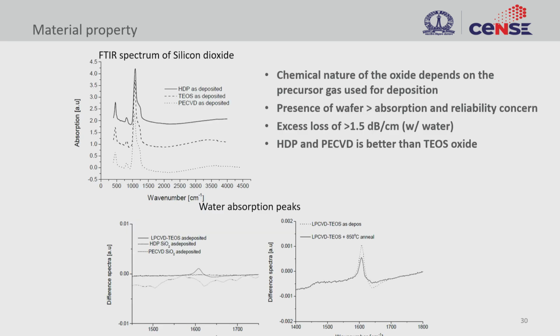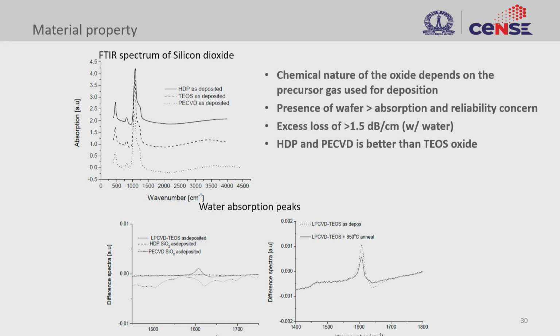It is not just the material, but also the composition of the material. For instance, what you see here is an FTIR spectrum of a silicon dioxide material deposited with 3 different techniques. One is high density plasma CVD, plasma enhanced CVD, and TEOS based or LPCVD process, right? The LPCVD process happens at higher temperature, right?